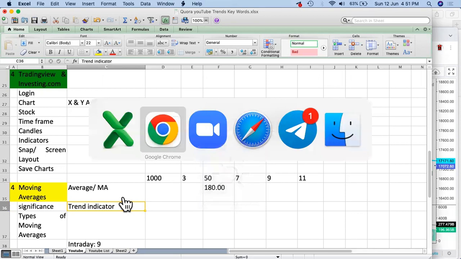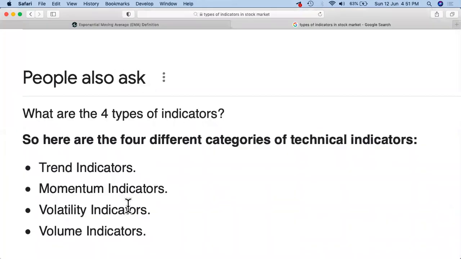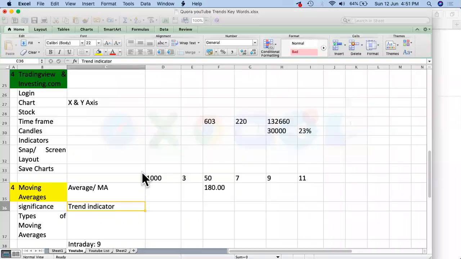Trend indicator gives us an idea, right? There are four basic types of indicators: first is trend indicator, momentum indicator, volatility indicator, and volume indicator. So from that, this is a trend indicator. It indicates to us about the trend, how good the trend is. This can be a short-term trend, this can be a long-term trend also, right? So the significance is about the trend indicator.